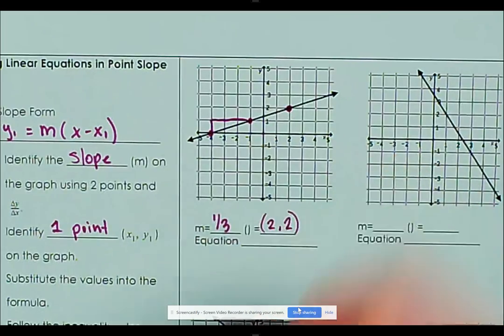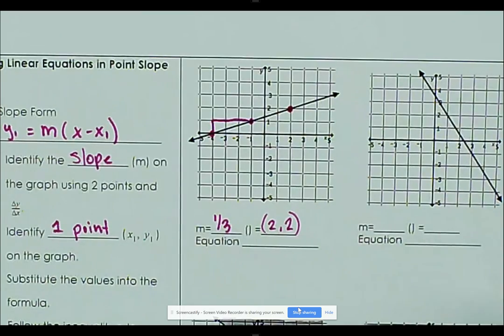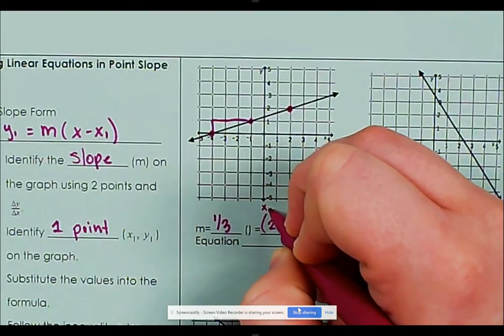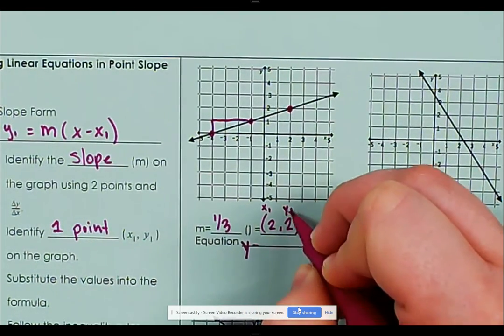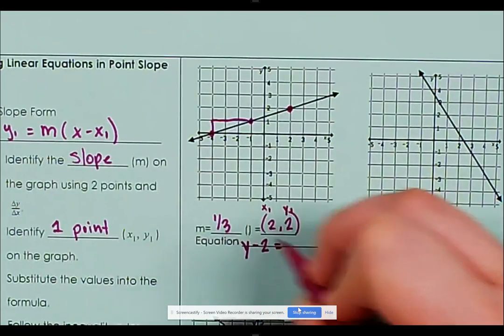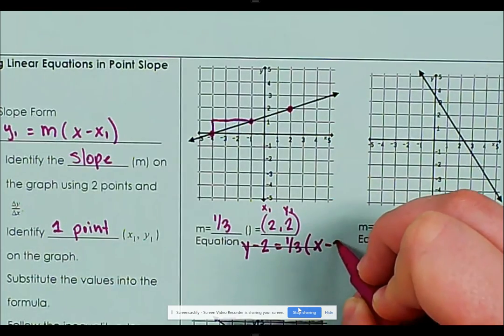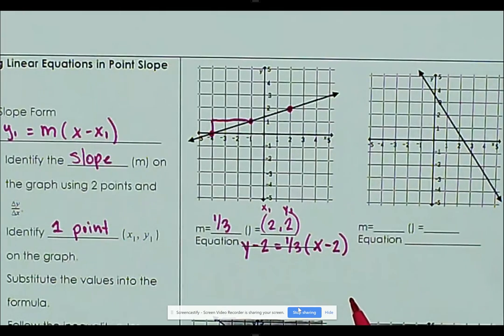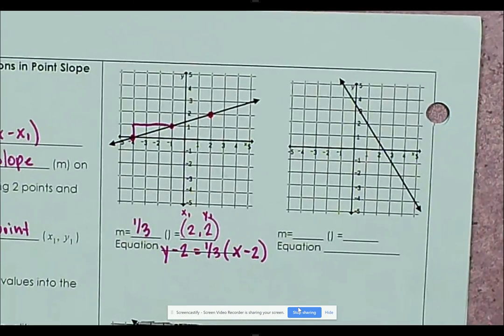You can pick any point, it does not matter. You might not have the exact same answer as someone else, but that doesn't mean that your answer is wrong. Any point on the graph will give you the correct equation of the line. So here, this is going to be my x1, this is going to be my y1. So I have y minus my y1, which is 2, equals m, so 1/3 times x minus my x1, which is going to be 2. So that is my equation. Again, you could have a different equation that is still the right answer as long as the point is on the line. Let's look at this next example.